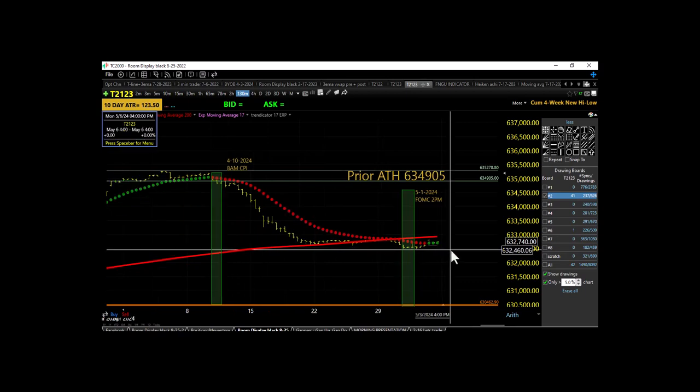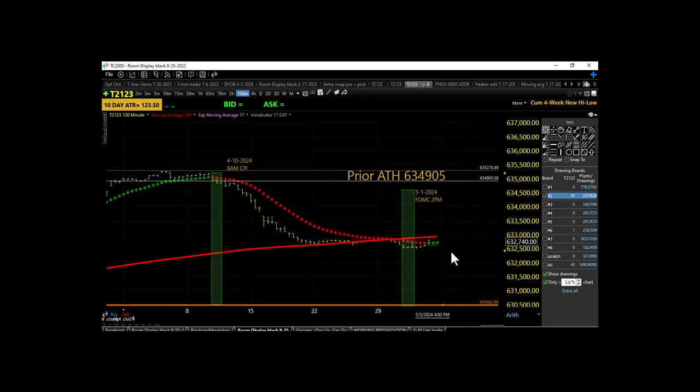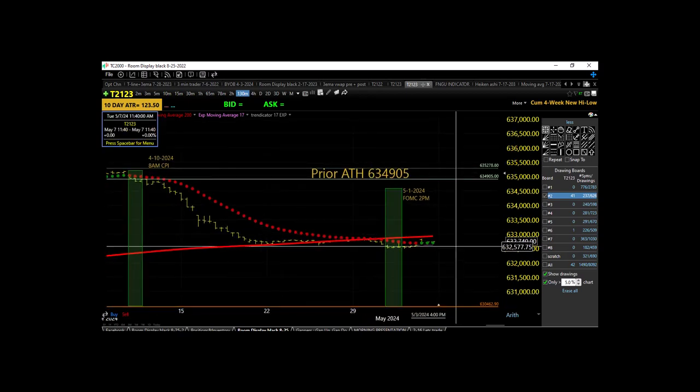No longer is leaving rates unchanged going to influence the market in any positive way right now. That's the way it seems. So we'll see what happens.